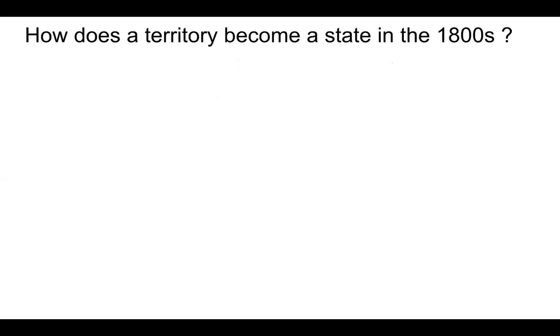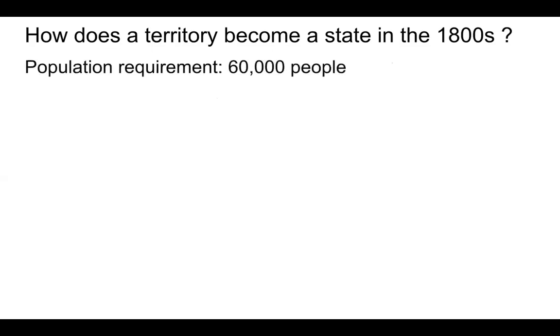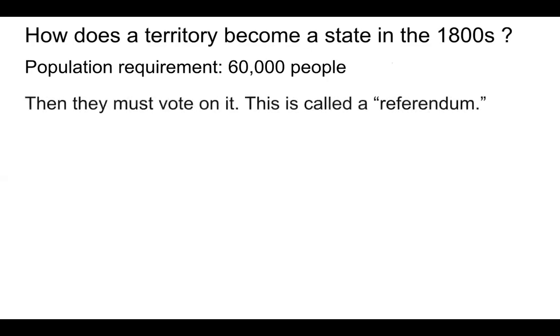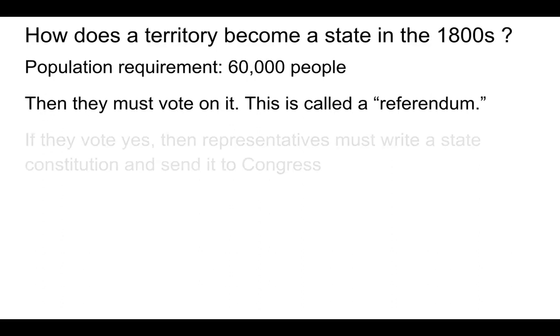So what is this process like? How does a territory become a state in the 1800s? The first thing that needs to happen is you need to have a certain amount of people. You need to have over 60,000 people living in that territory. And then you put it up to a vote. So the people of that territory will vote on whether or not they want to try to join the Union of the United States of America. This is a process called referendum. Referendum just means you're voting yes or you're voting no.